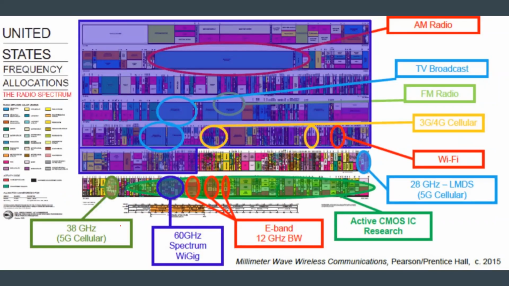And here is an image that shows frequency allocations in the United States. There may be some services that you're familiar with. For example, radio, there's AM and FM, and there's TV broadcast, 3G or 4G cellular, Wi-Fi, 5G cellular, and there are also maybe some that's not very popular, like WiGig or CMOS IC.